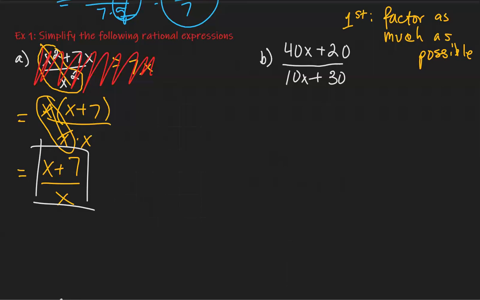40x plus 20 over 10x plus 30. So same idea. Let's factor out as much as possible from the numerator. I can factor out a 20, so I'm left with 2x plus 1. Divide each of those things by 20. In the denominator, I can factor out a 10. What am I left with? X plus 3.